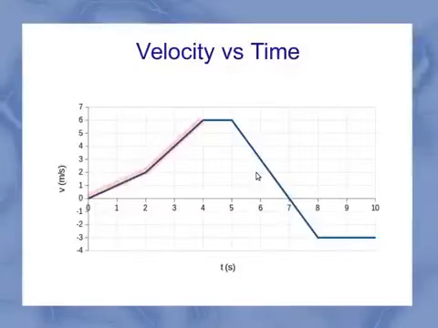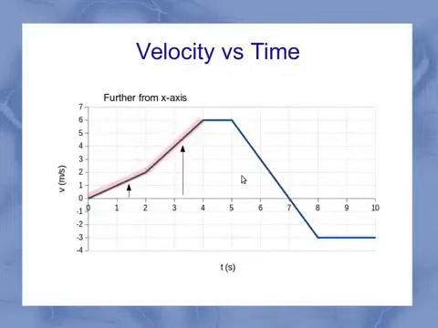Now we can also look at the concept of where I'm moving further away from the axis. So both of these segments where I had a positive acceleration, I'm moving further away from the x-axis. And that means I'm speeding up. I started not moving, and as I go along in time, I'm moving faster and faster and faster because I'm further and further away from the x-axis.